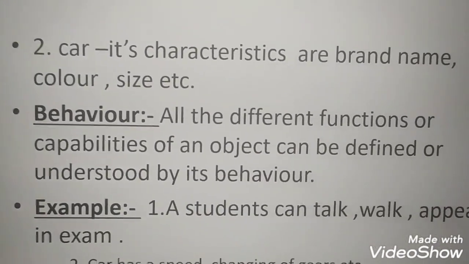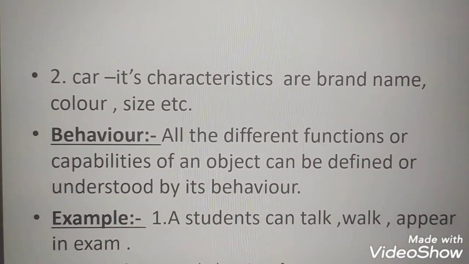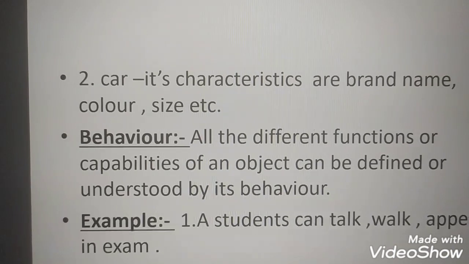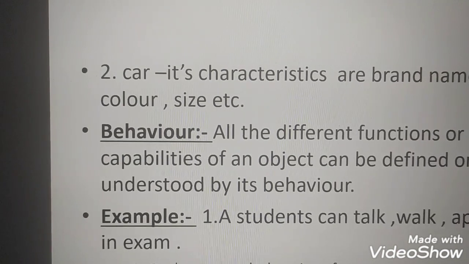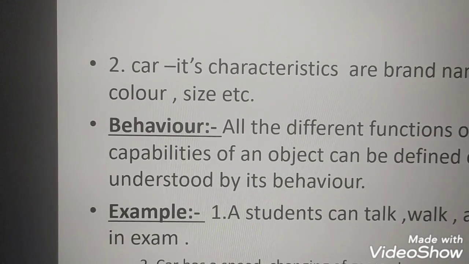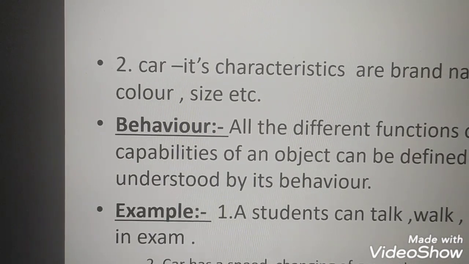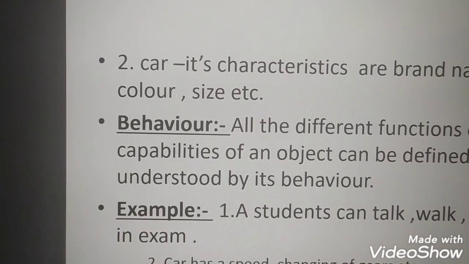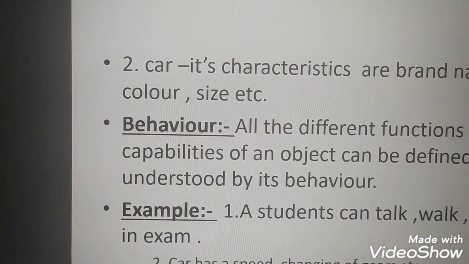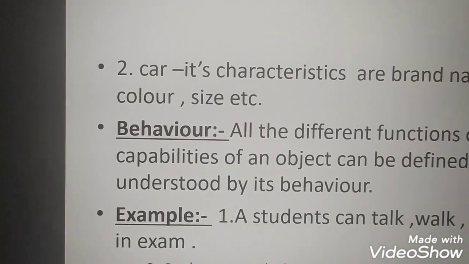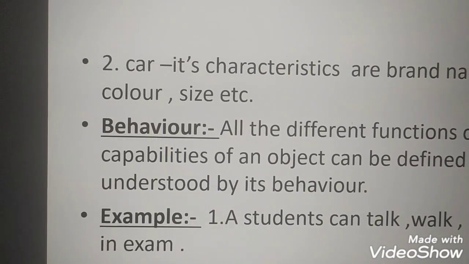The next thing is the behavior. Simply, I can say behavior is how the object reacts, or how the object functions, how the object is working. The different functions or the capability of an object is known as, defined as, or understood as the behavior. How the object reacts, how the object works, how the object functions, that is called the behavior of an object.